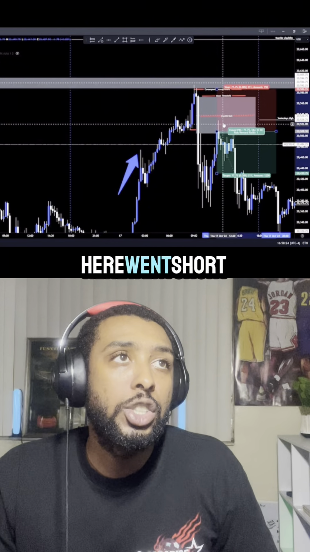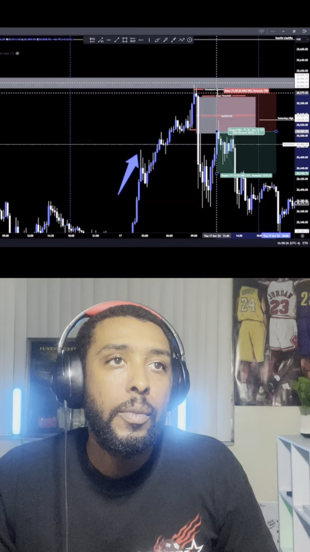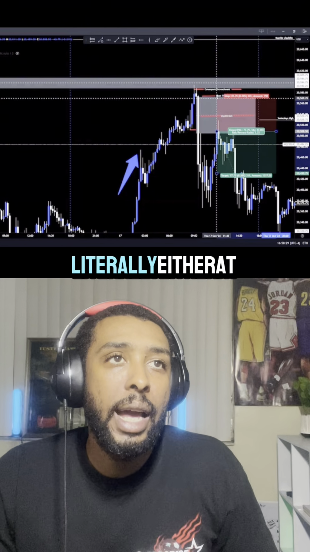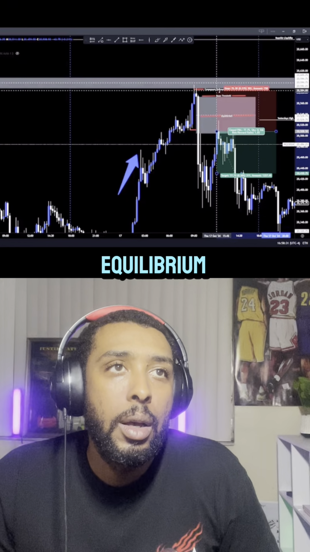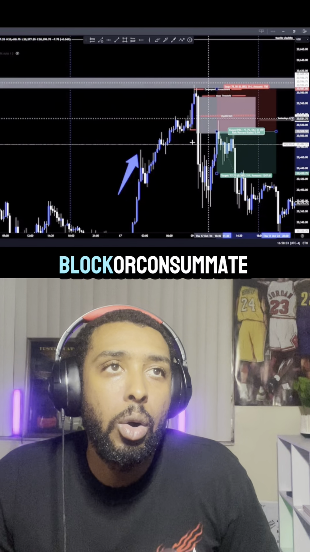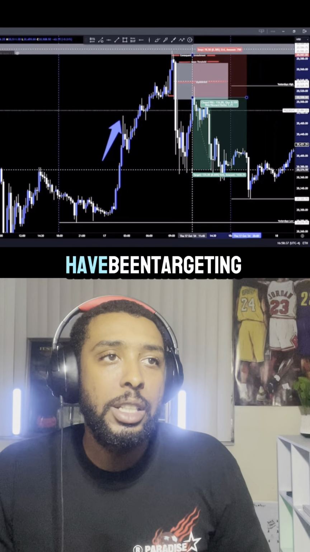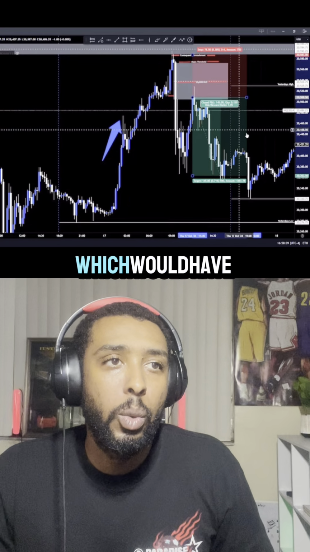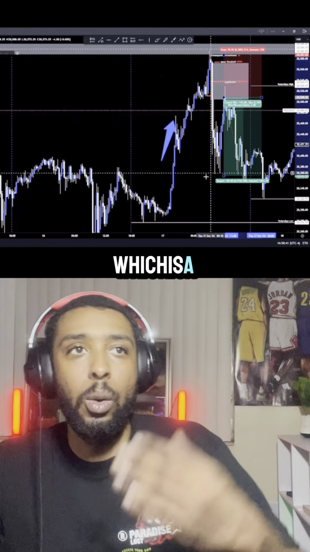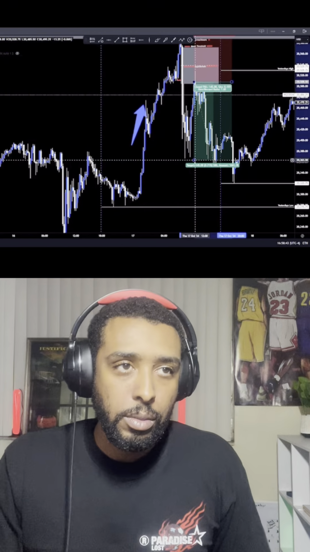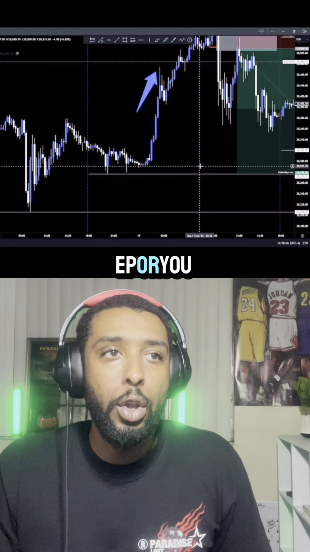So what you could have done was literally wait till it came back to this zone right here, went short, put your stop loss either at equilibrium, the mean threshold of the order block, or consequent encroachment of the wick, and you could have been targeting the lows, which would have been here, which is a 1.8 R trade. That would be first TP.